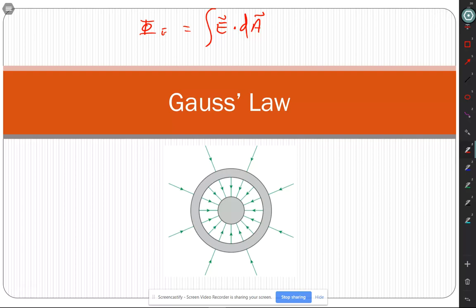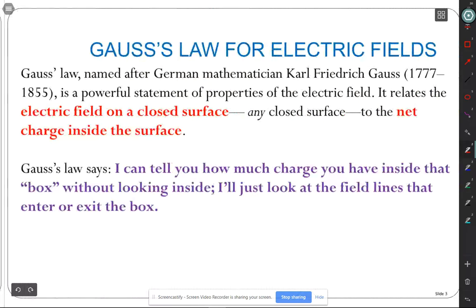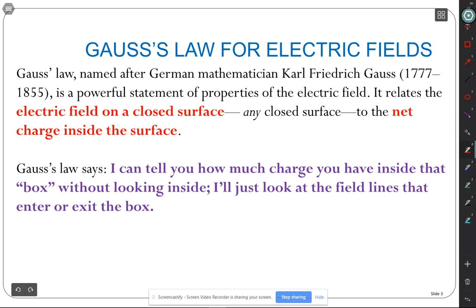And the reason for this is, I didn't even cover it this year in general physics, only college physics. So Gauss's law says that the integral of the electric field dotted to area, otherwise known as the electric flux, is going to tell me how much charge is enclosed. That we've already done. So Gauss's law says I can tell you how much charge you have inside that box without looking inside. I'll just look at the field lines that enter or exit the box.